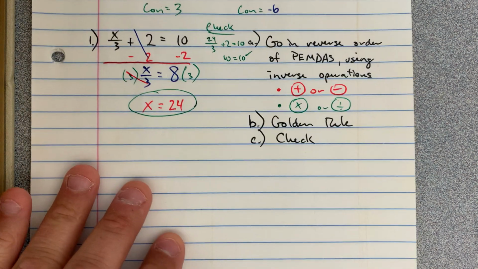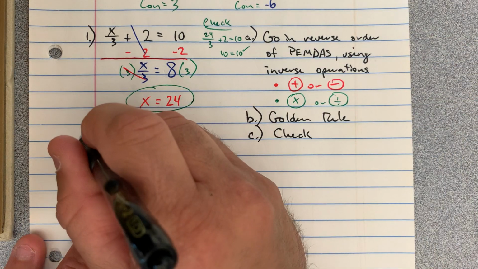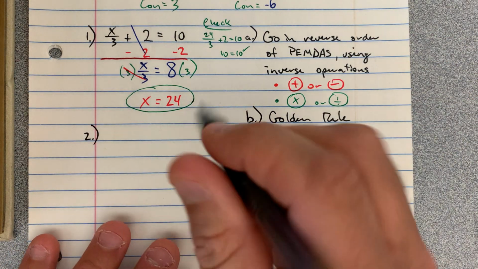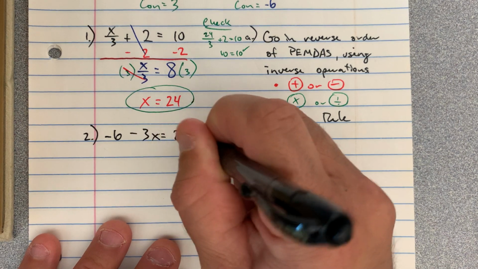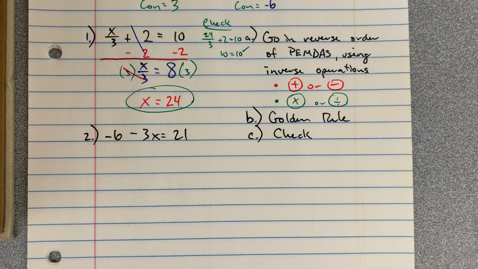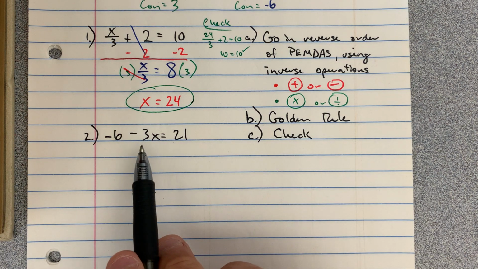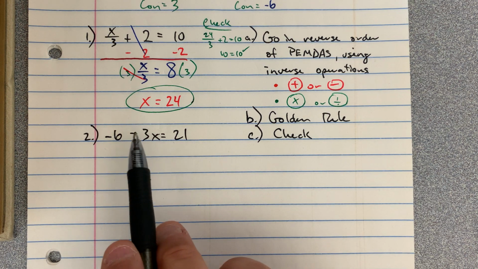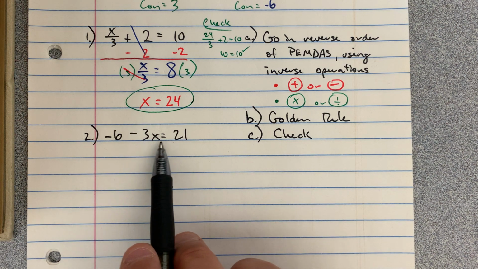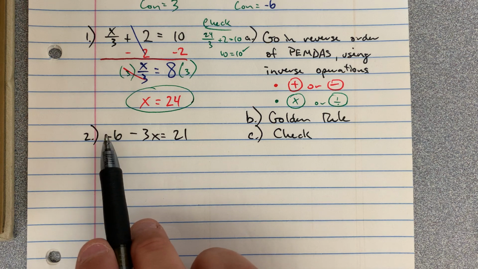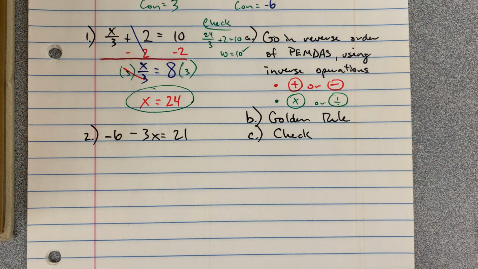Let's try another one. Example 2: negative 6 minus 3x equals 21. Now this one switched around from the last one a little bit, but it's the same type of idea. Do I want to divide by negative 3? Don't forget the subtraction sign makes the 3 negative, and it's a coefficient, so am I going to divide by negative 3? Or do I need to move the 6 over there? Obviously, I'm going to need to move the negative 6 from the left side to the right side.